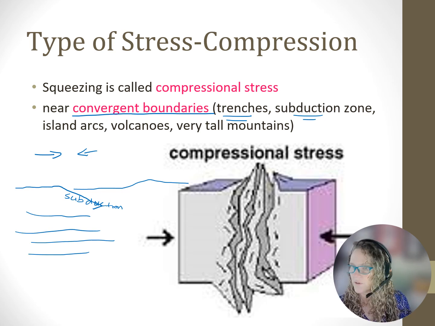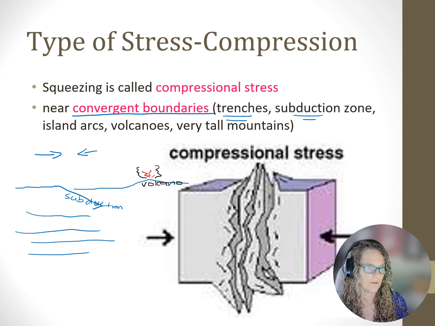Convergent boundaries also can cause volcanoes to form here. So this could make some lava come out, and this could be a volcano with some ash. And it can also make very tall mountains form. So when this pushes down and squeezes up, these mountains here can grow taller and taller.